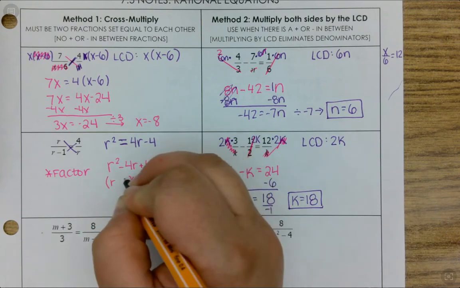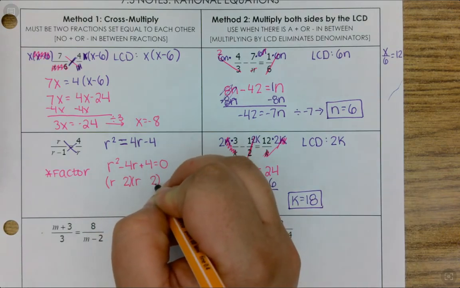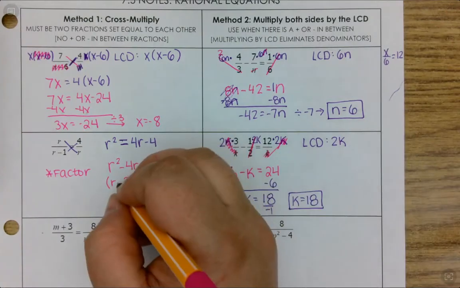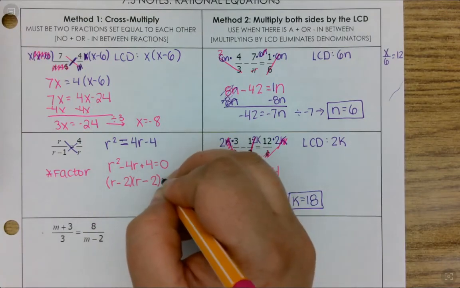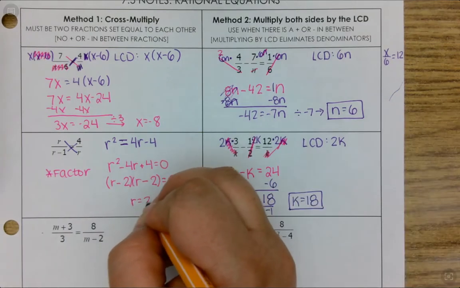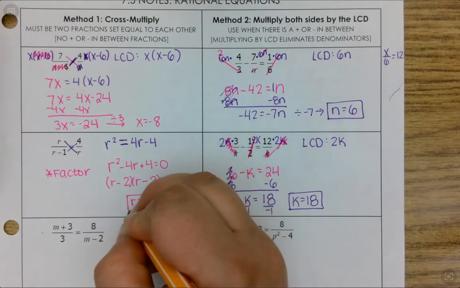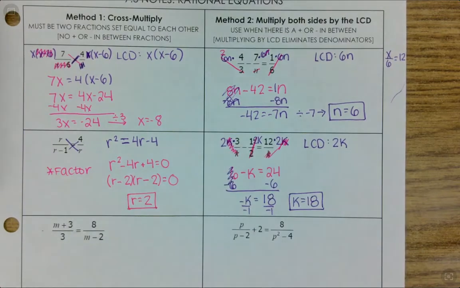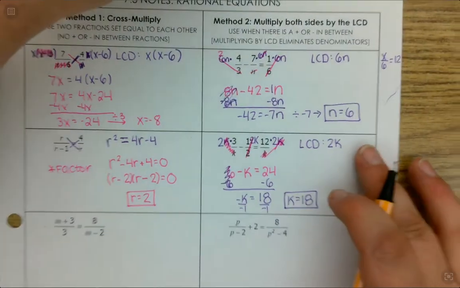which I know sounds a little confusing. They're both going to be 2, and since we want them to add to -4, they're both going to be -2. And then r equals 2. So even though there were two factors, they both had the same answer, so there's only one answer to the equation.